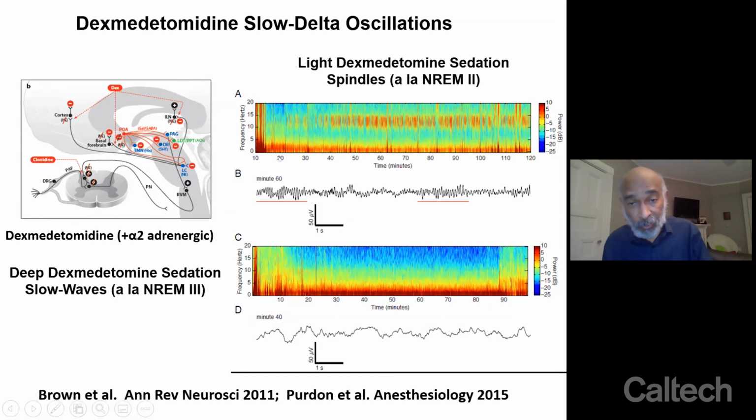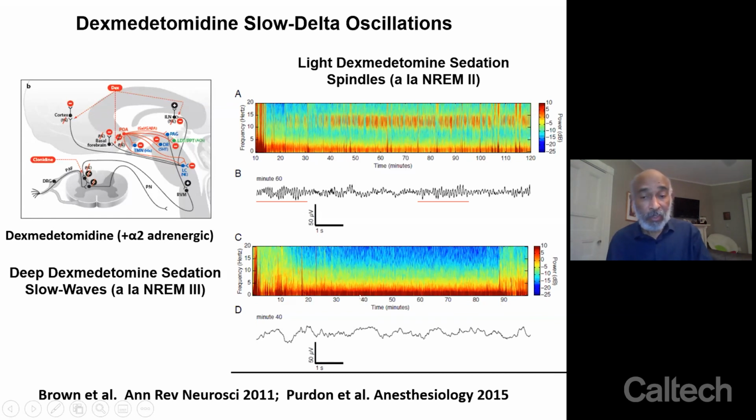And I'm just showing you that here. At light doses of dexmedetomidine sedation, you have spindles like you can see here, which are just like the spindles you see during stage 2 non-REM sleep. And then at higher doses, you can actually see just profound slow oscillations. And you can see also spindles even here with very deep sedation with dex.